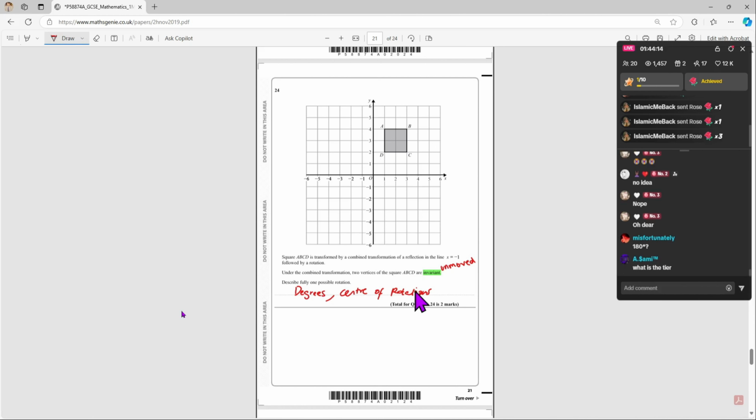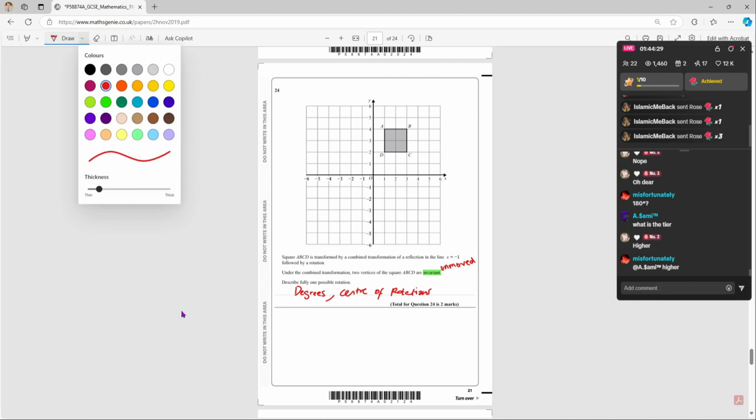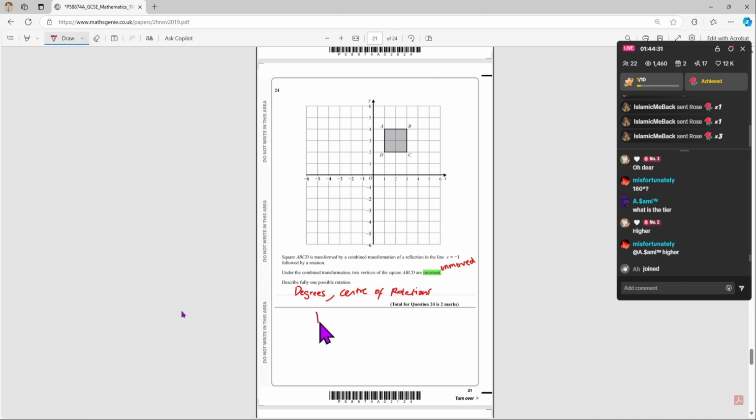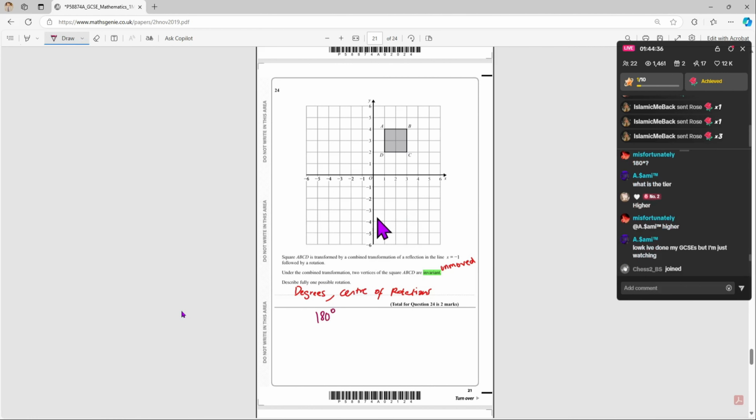Describe fully one possible rotation. So the rotation it could have done is that I think A and D are going to be unmoved. If you rotate it, we know it's going to be 180 degrees. We have to work out the center of rotation. The only way you can work out the center of rotation is that you have to use a scaling paper. And we know that is a reflection in the line x = -1.